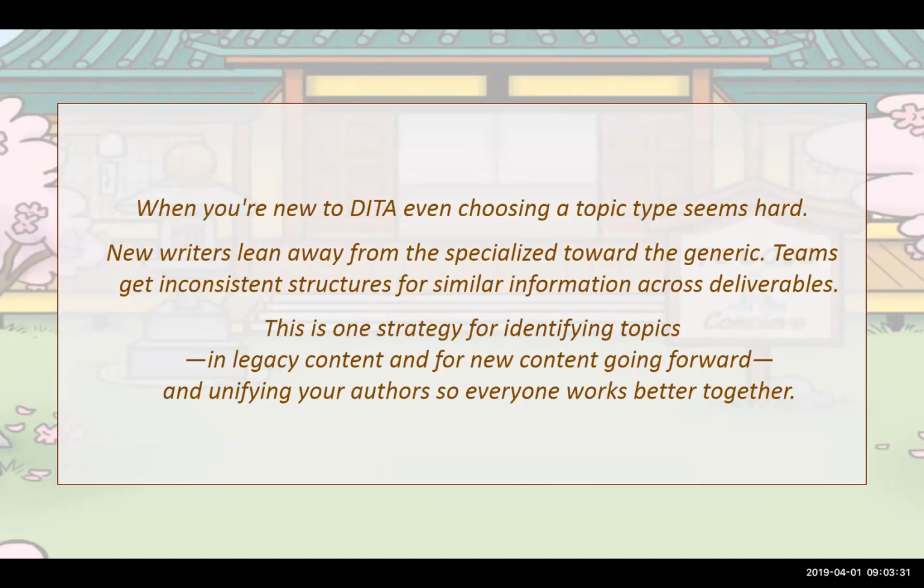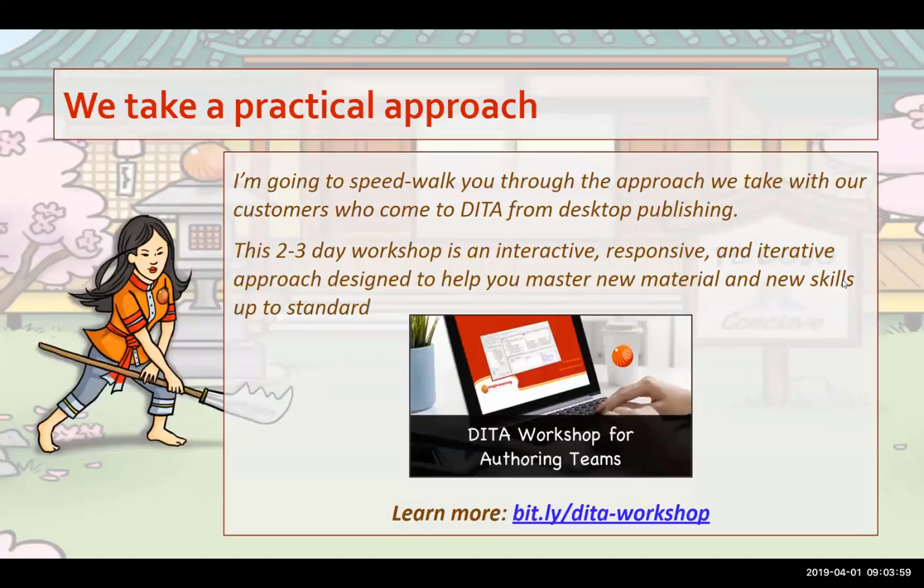So what I've got here for you today is one strategy for identifying topics in legacy content and for new content going forward, right? You want to unify your authors so everyone works better together, right? Even if you do a complete content audit today, it will change tomorrow when the next product, the next book, the next deliverable, whatever it is comes along, you're going to need to know how to identify its content and work it into your content library. And this is one way we do it.